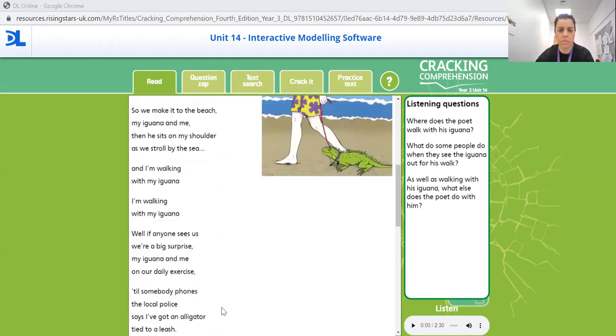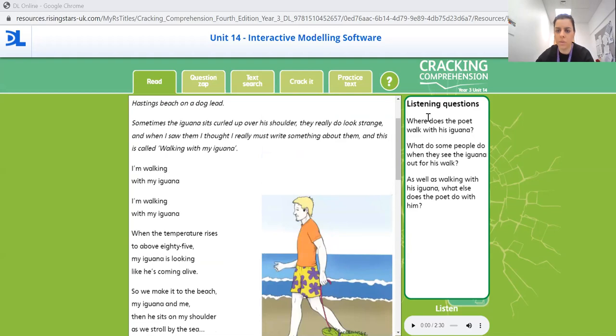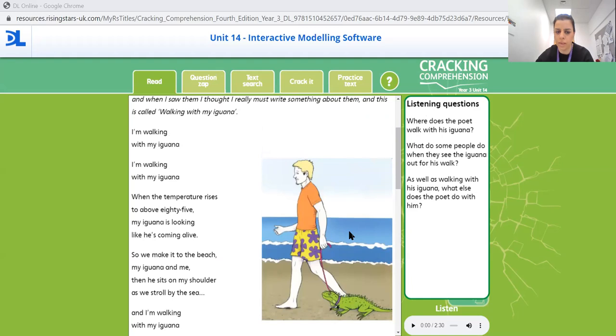Okay, so there were three questions I want you to just have a think about. Where the poet walks with his iguana. So there's a picture there that helps you with it, but it also says a few things in there. So I wonder if you could just write that down, where you think he's walking with it.